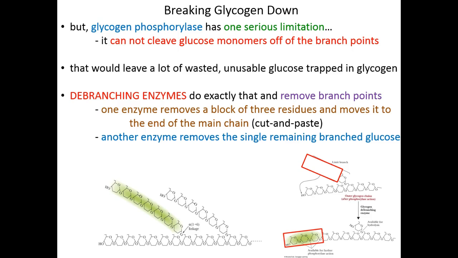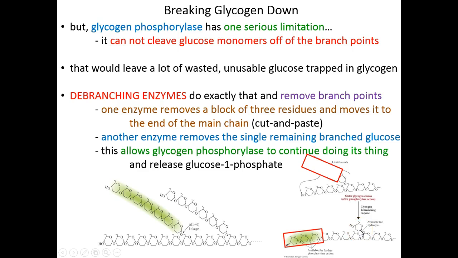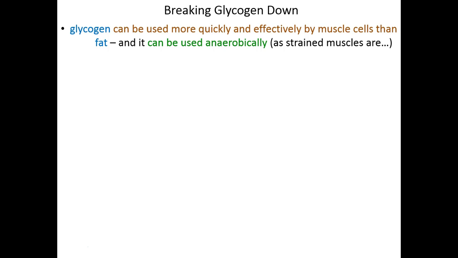Then one of these debranching enzymes comes and removes that single glucose that is making up this branch. With that single glucose gone, the branch is gone as well, and the cell can continue to release glucose monomers one by one via the action of glycogen phosphorylase. So this two-step process, take a chunk of 3 glucoses off of the remaining branch, put it onto the end of some other branch, and then snip off that one last remaining branch glucose, allows glycogen phosphorylase to continue doing its normal thing and continue releasing glucose 1-phosphate as it goes down the glycogen tree.